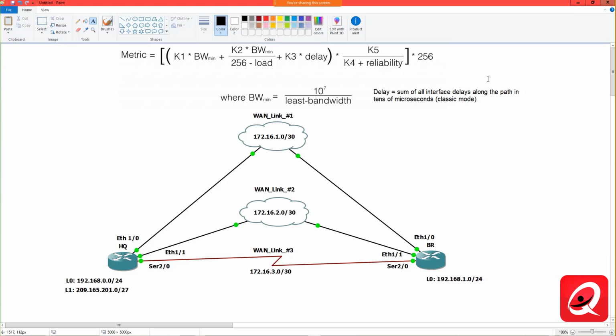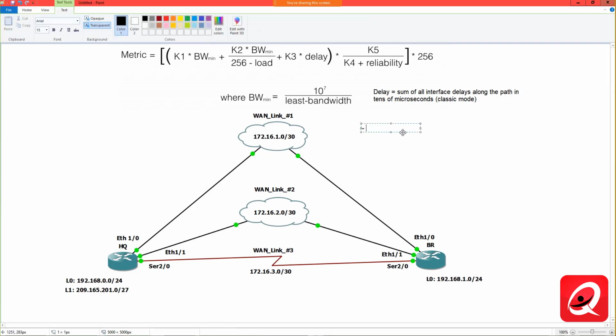So these are the elements of the metric calculation. Now, remember, I said, first of all, there is no floating point math in the calculations. I'll explain what that means in a minute here. Also, only egress interface values are used in the calculations.